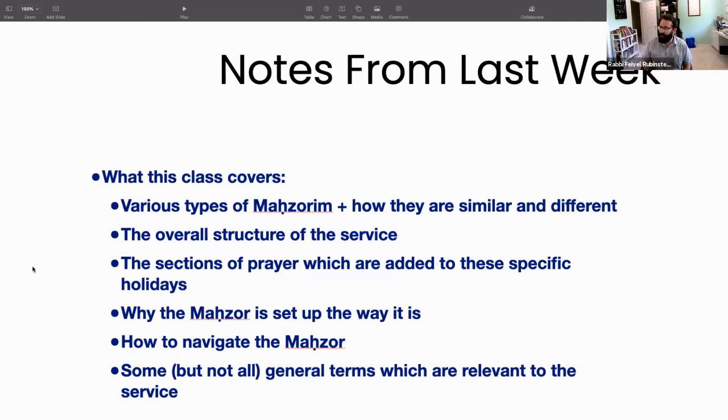We'll talk about sections of prayer which are added to these specific holidays. We'll talk about why the mahzor is set up the way it is. We'll talk about how to navigate the mahzor. And we'll talk about some, but definitely not all, of the general terms which are relevant to the service.